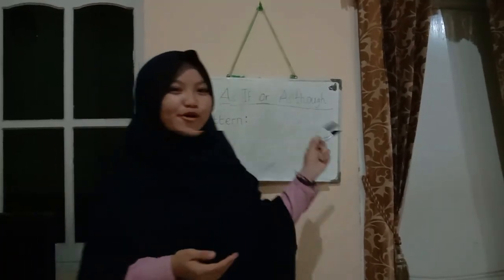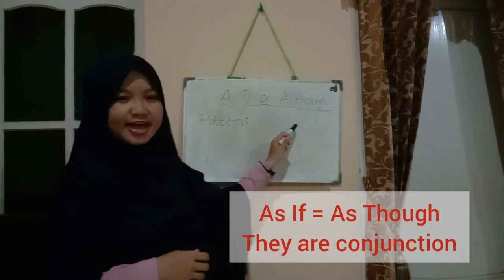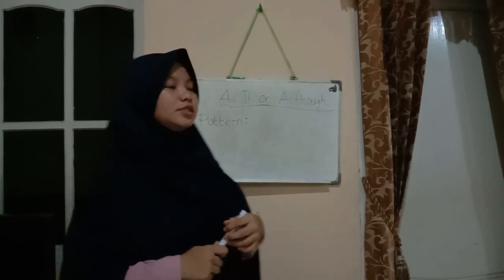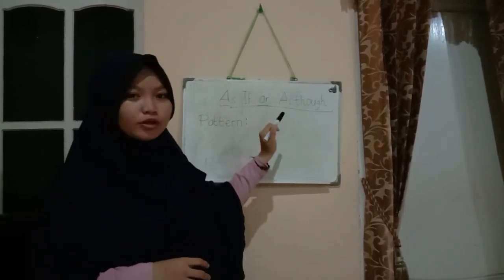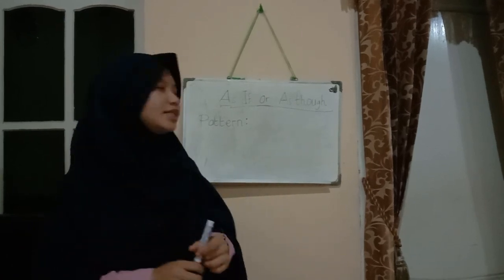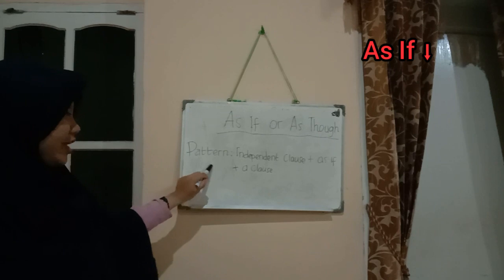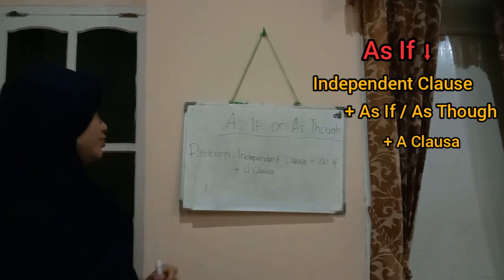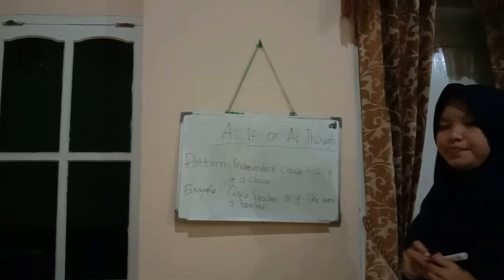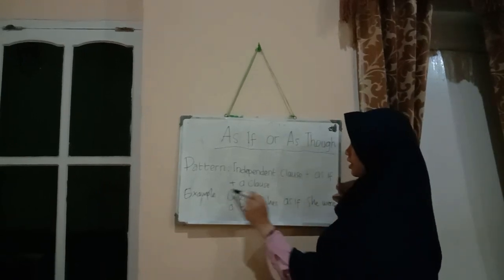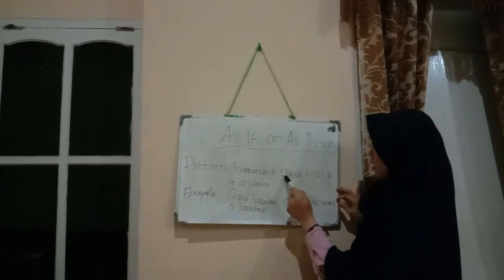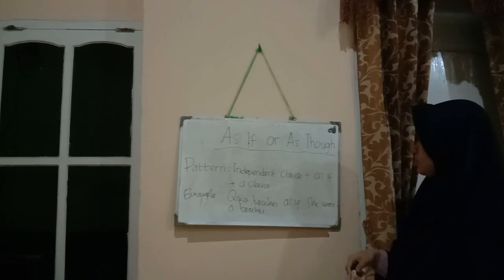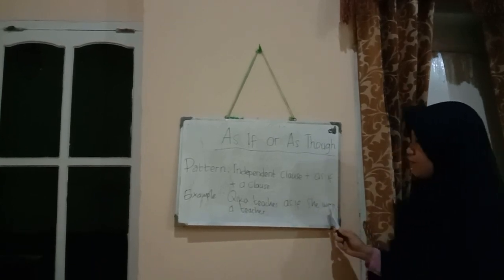As if or as though are conjunctions. They have similar meanings. We use as if or as though to make comparison. They are followed by a clause. To make it clear, let's see the pattern. The pattern is independent clause plus as if or as though plus a clause. Here is the example. Kika teaches is the independent clause, and then I use as if, but it's okay if you want to use as though because they have the same meaning. And then the clause is she were a teacher.